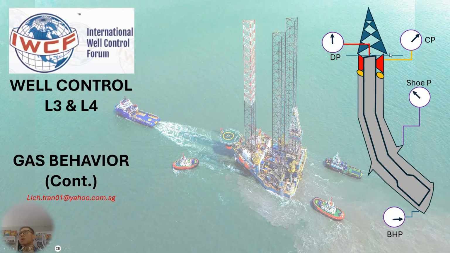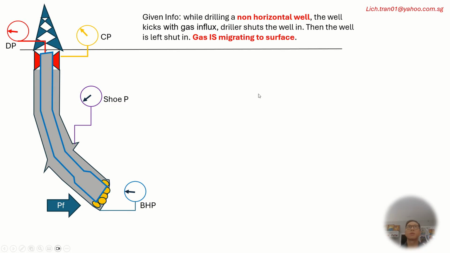See in here, pressures all increasing. But how are we going to explain that? All right, so this is an inclined well, not a horizontal well, right? So the well is shut in, gas influx at the bottom. You will have initial shut-in drill pipe pressure and initial shut-in casing pressure.